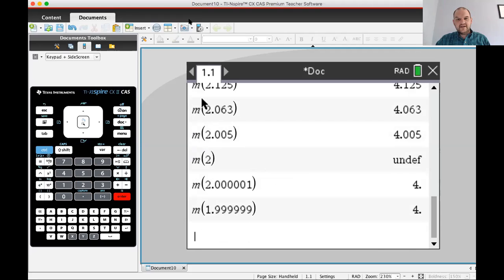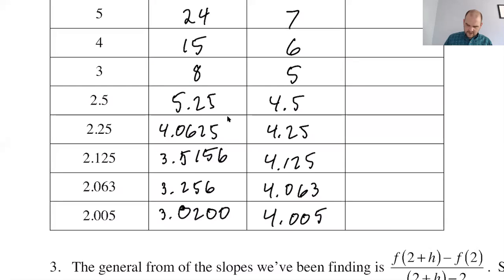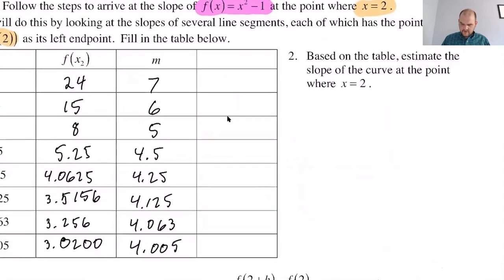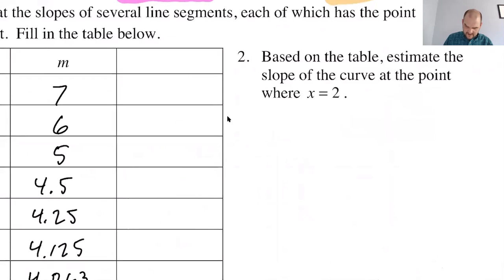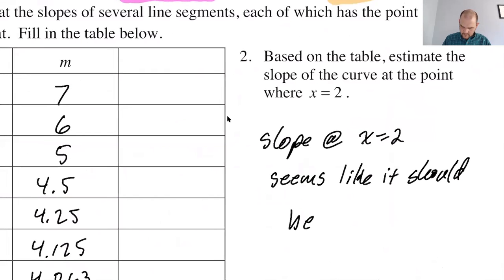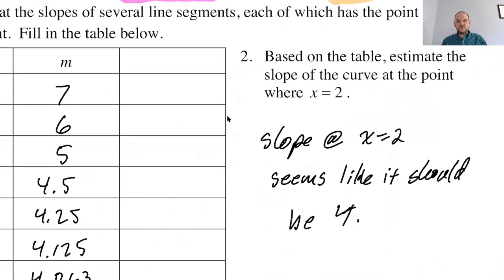So let me go back to the notes and see if that makes sense. Here we go. All right. So based on the table, if I had to estimate the slope, I would say the slope at x equals 2 seems like, whoa, it should be 4. I mean, if the trend continues, why would it not be 4? That's the worst 4. It's got extra parts. Seems like it should be 4.